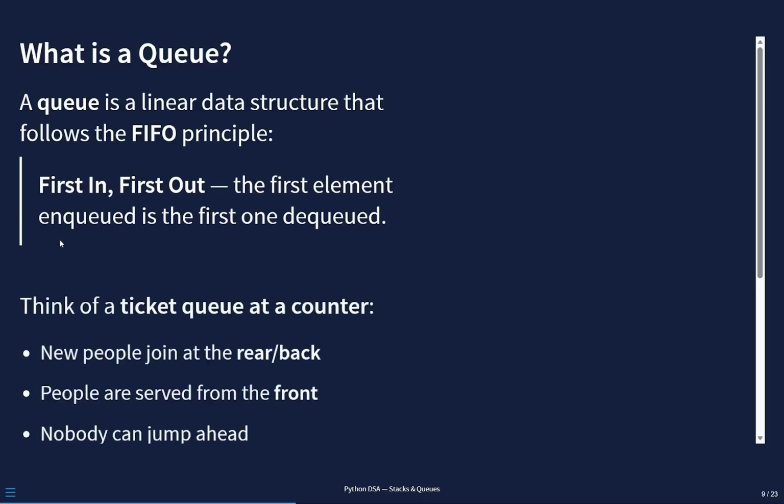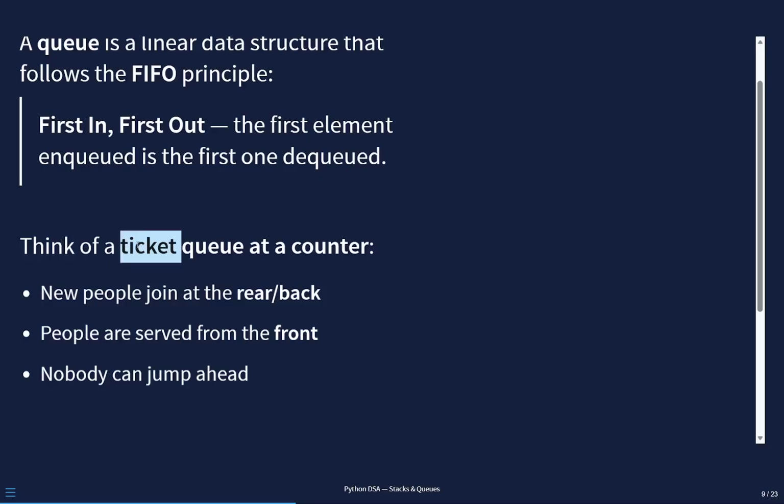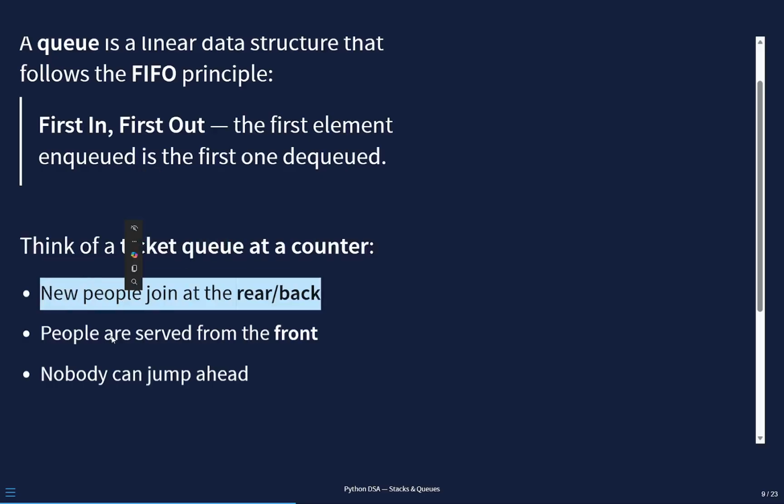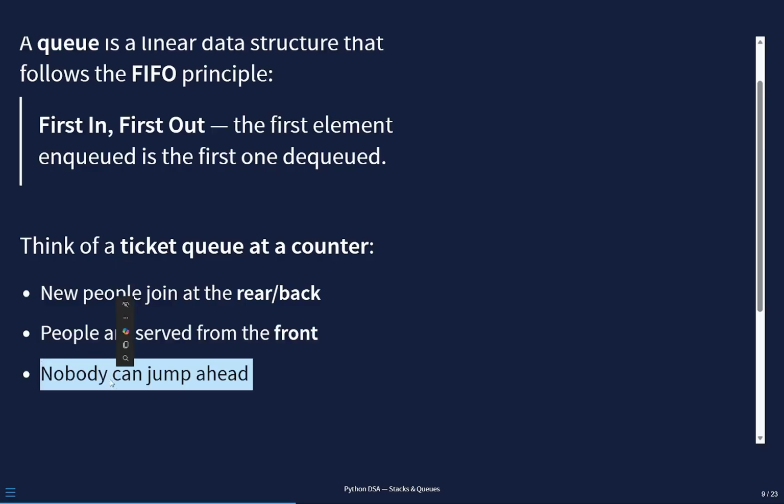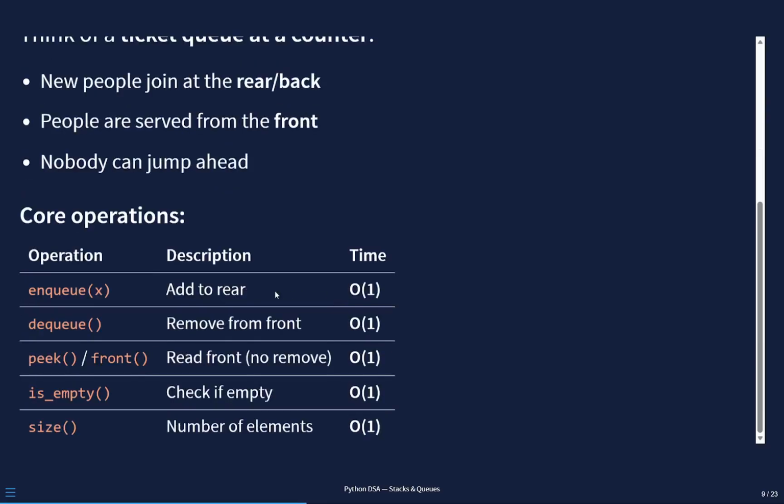Click. The intuitive model: a ticket queue at a counter. New people join at the rear of the line. People are served from the front. Nobody can jump ahead. The order of service strictly matches the order of arrival. That's FIFO. Click. Five core operations, all O(1).